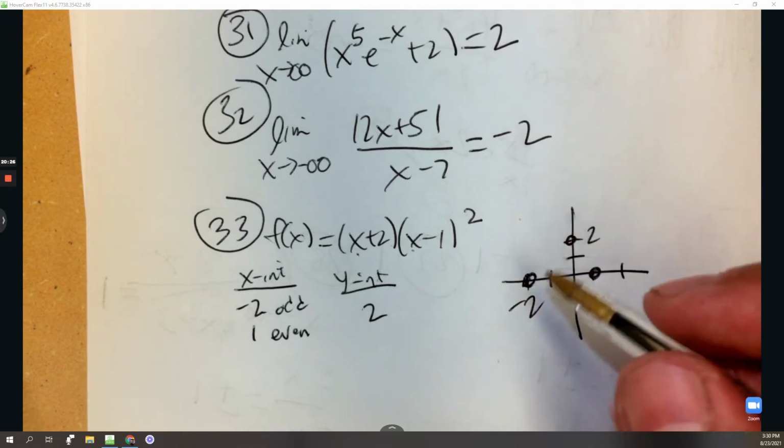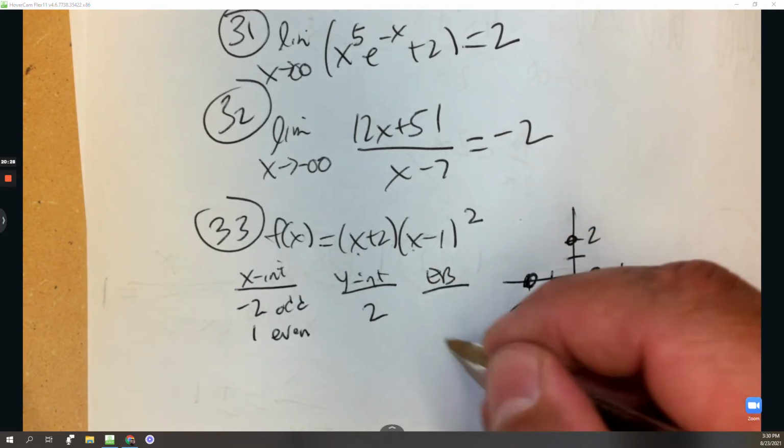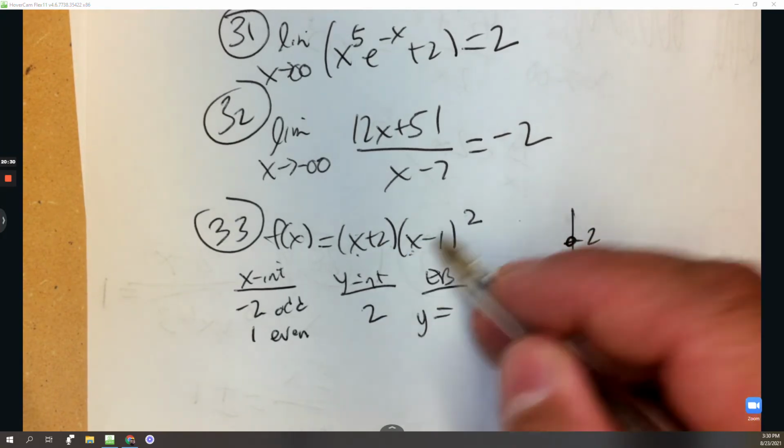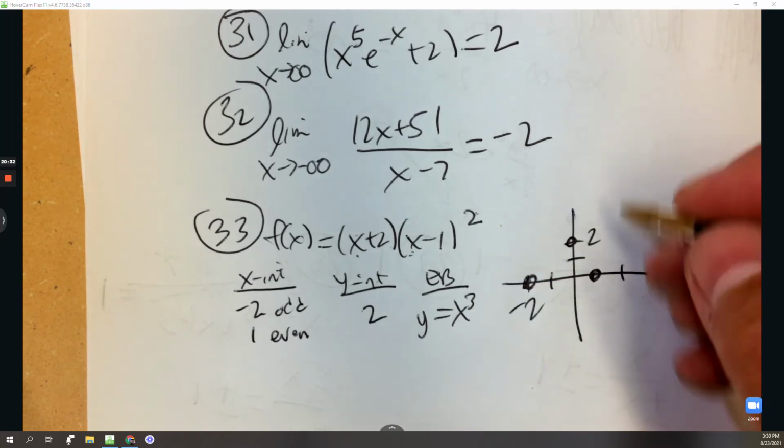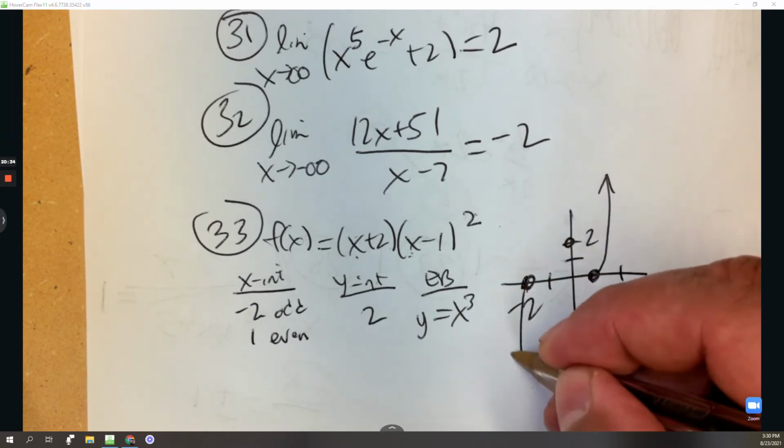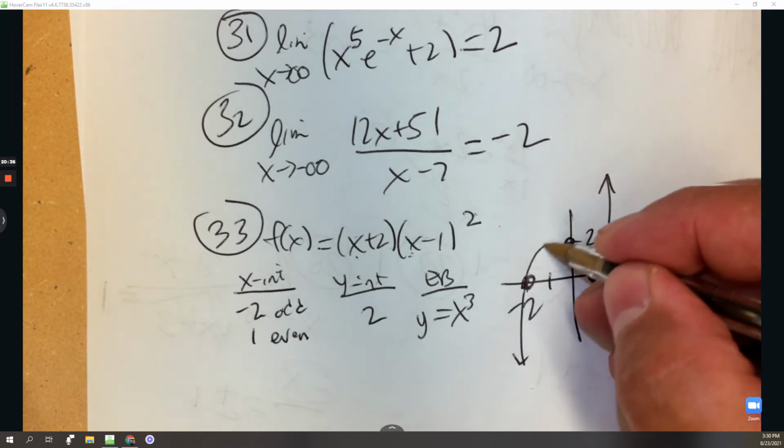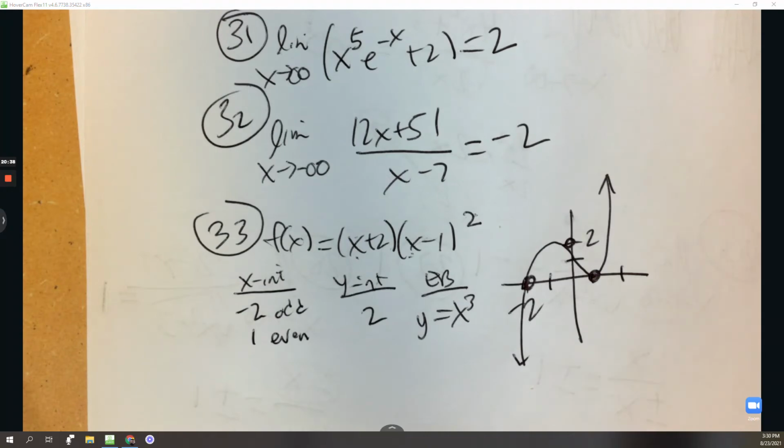Know the end behavior. So the end behavior here is x times x squared. It's x cubed. So the right end goes up and the left end goes down. And then just connect the dots, and there you have it.